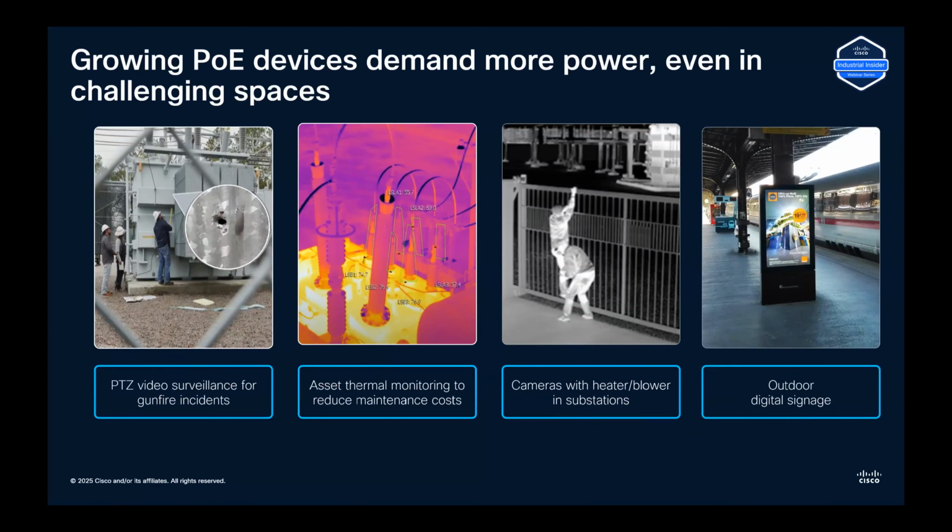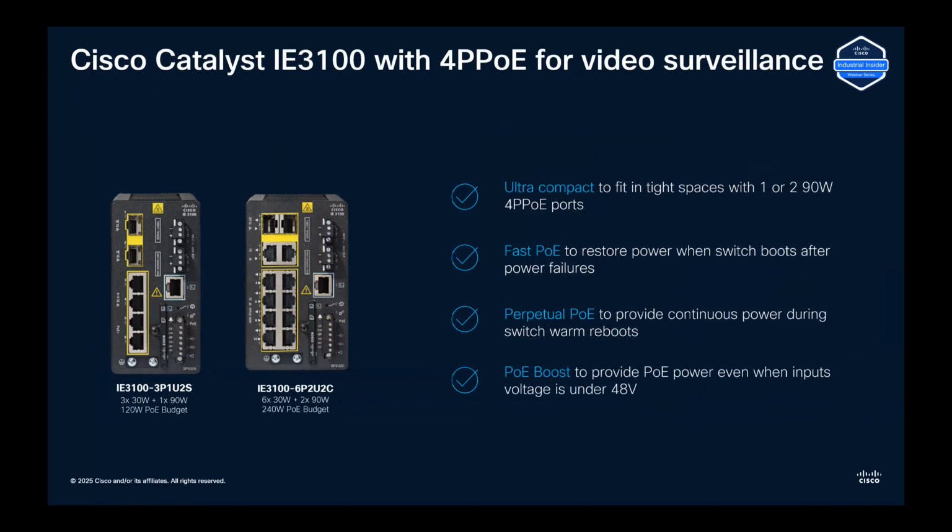Now, just to round out, we see a very high growth for PoE devices which require more power, such as PTZ video surveillance, some cameras that require heater and blower in substations. We require these big LED outdoor signage. They require a lot of power. So what we have also now come up with, we launched at Cisco Live, is new versions of the Catalyst IE 3100 switch.